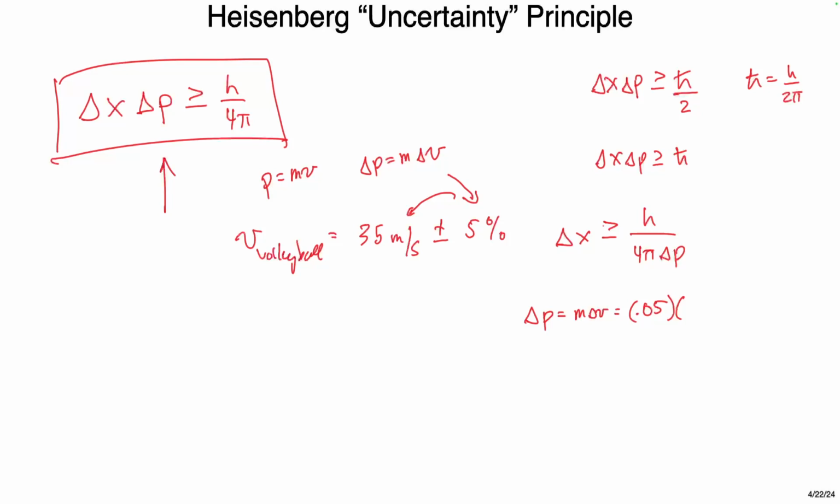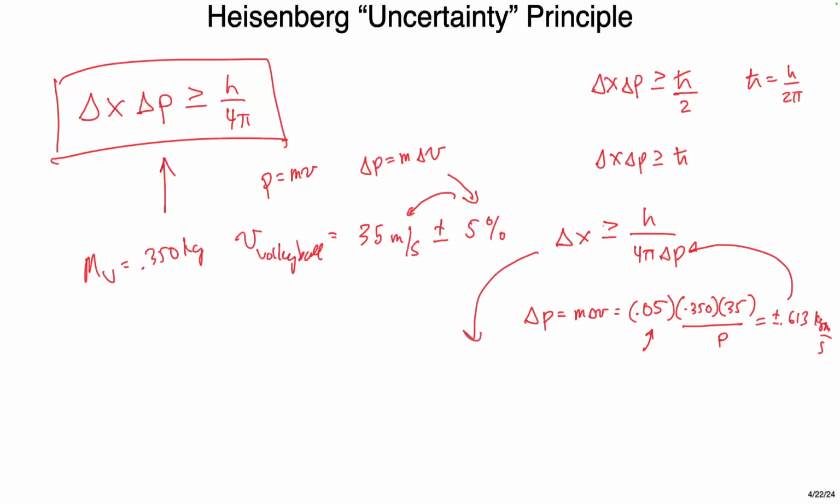I went and looked this up. The mass of a volleyball is 0.350 kilograms. So 5% of 0.350 kilograms times 35 meters per second. So here's my momentum, here's my delta on that momentum, because it's the delta on the velocity. And this is equal to plus or minus 0.613 kilogram meters per second. So that's my uncertainty value, and that's the value that goes into this calculation right here.